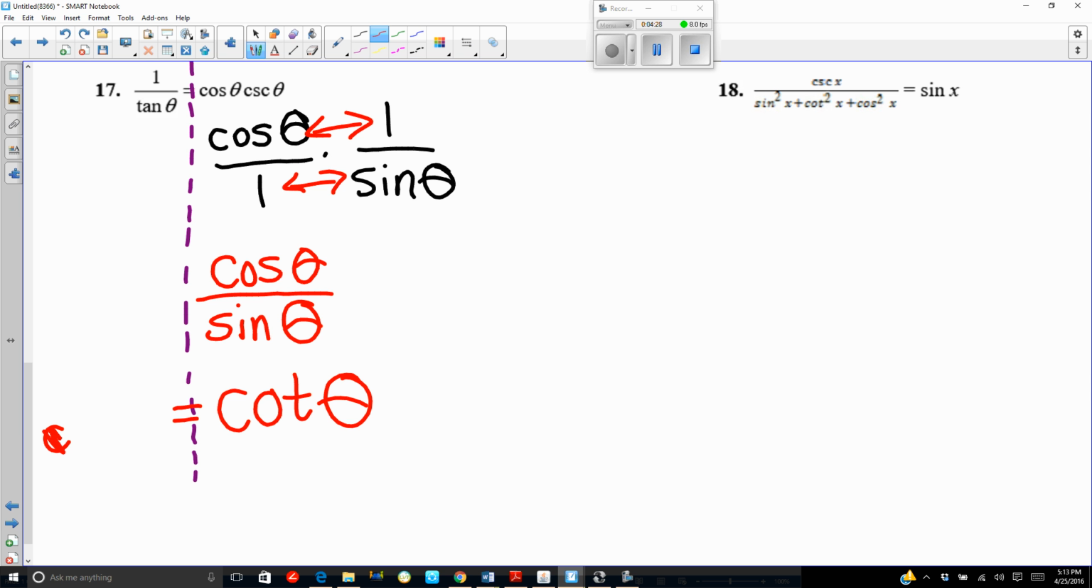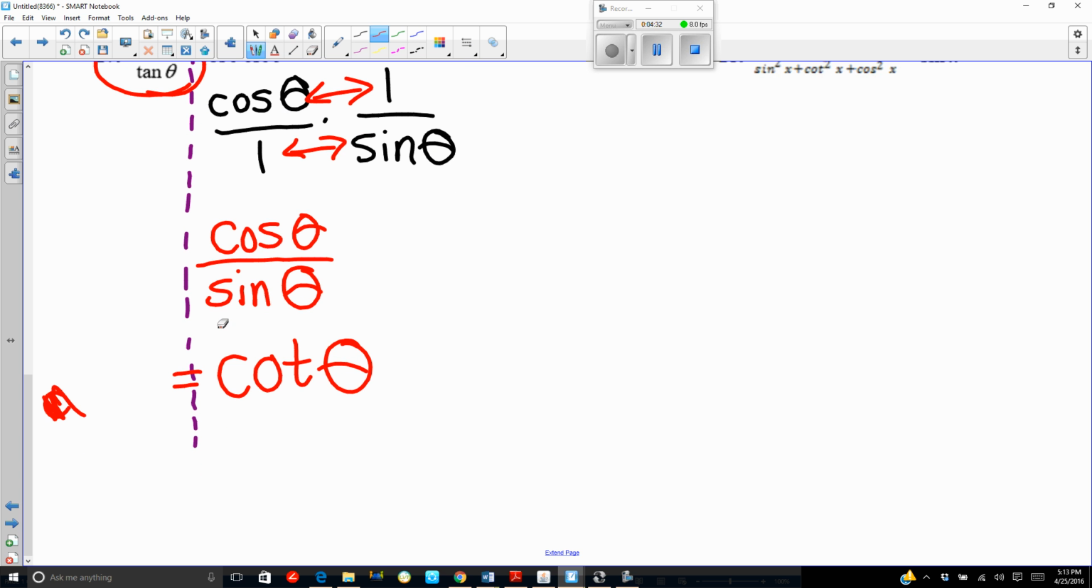Which I guess that's not our final answer because we want it to equal 1 over tangent theta. Cotangent is the reciprocal of tangent, so we can go a step further and write it as 1 over tangent theta. So again, try to keep it vertical, try to keep it neat.